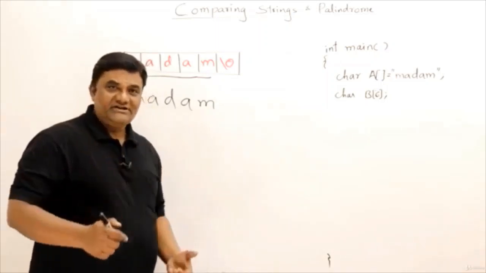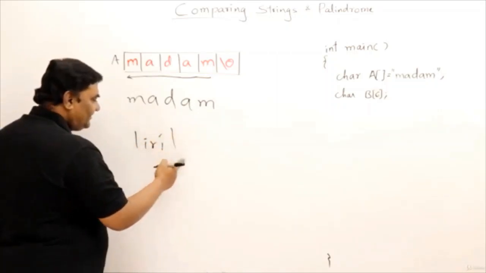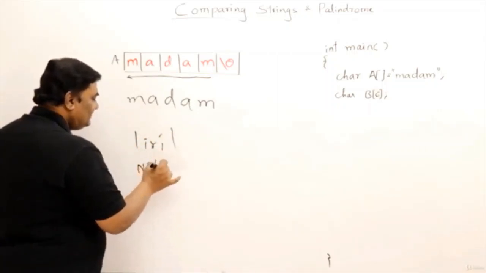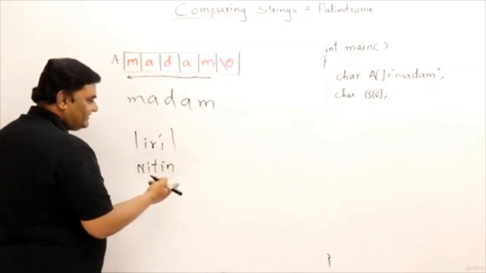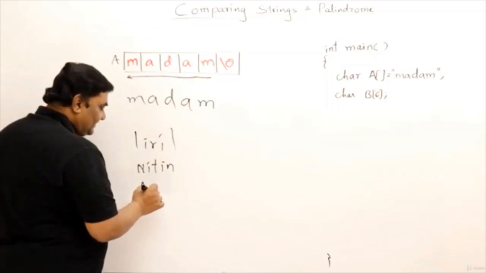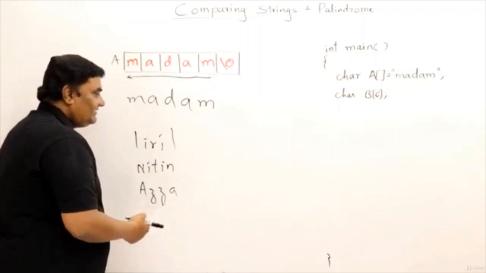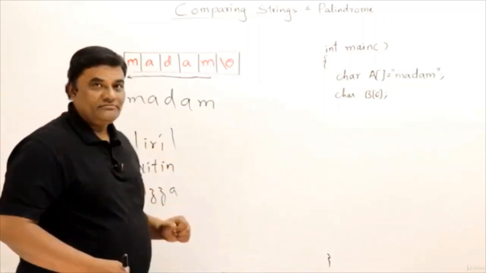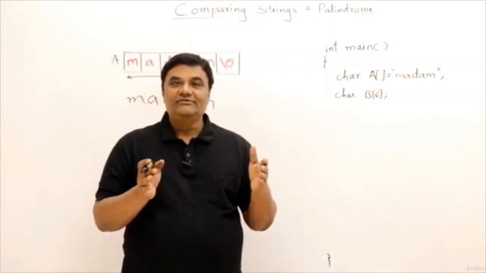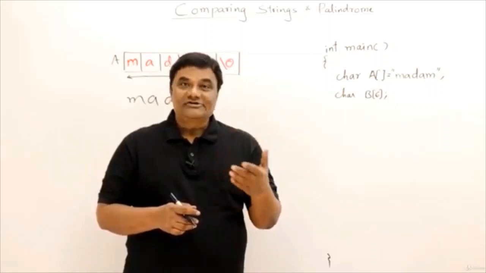I will show you a few more strings which are palindromes, like little. If you reverse it, it is little only. Or Nitin, if you reverse it, it is a palindrome. So it's the same thing, Nitin only. This is Aza. If you reverse it, it's Aza. So these are all palindromes. So our problem is, if a string is given, then we have to find out whether it's a palindrome or not. So what is the procedure?